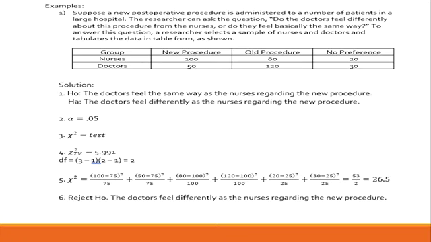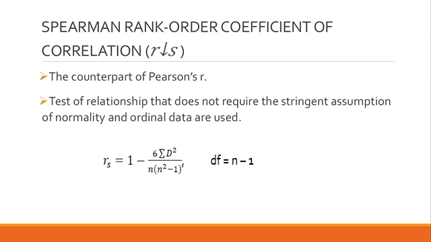So, that is for the chi-square test of independence, also known as the chi-square test of association. And then, the second one, although this comes last in the module, but this is also a test of relationship, kaya isinama na lang siya sa test of relationship na chi-square din. So, for the Spearman, sometimes this is also known as Spearman law.